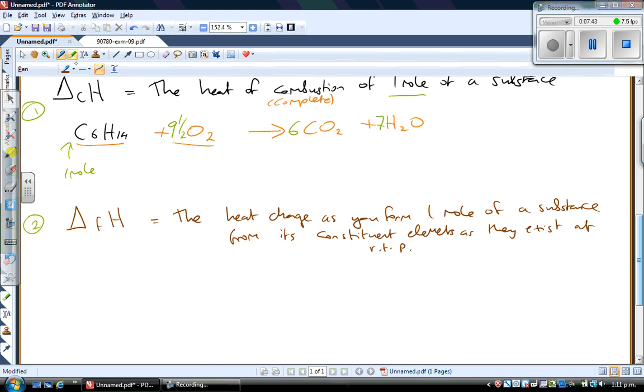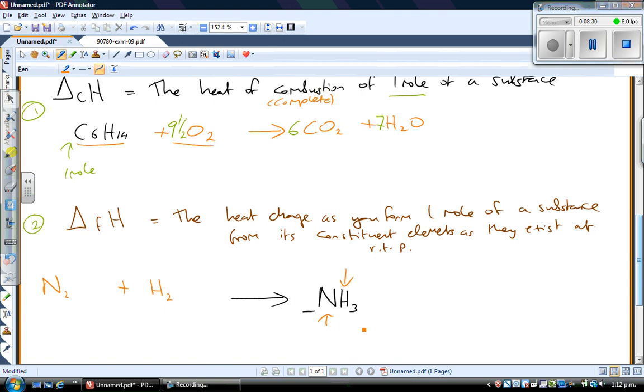So if we take a look at the formation equation for ammonia, so ammonia is NH3. So the first thing you do is you write down what you're trying to form, which is ammonia. Now since you're forming it, that must be on the product side, so we can put our arrow pointing towards ammonia. And then the definition says it's the heat change as you form 1 mole of a substance, so make sure you keep it as 1 mole, from its constituent elements as they exist at room temperature and pressure. Well, the constituent elements of ammonia are obviously nitrogen and hydrogen. Now nitrogen, as hopefully we are all commonly aware of at this stage, exists as 2 atoms stuck together. It's a diatomic molecule. So that's how nitrogen exists at room temperature and pressure. And similarly, hydrogen is also diatomic, so you have 2 of them.